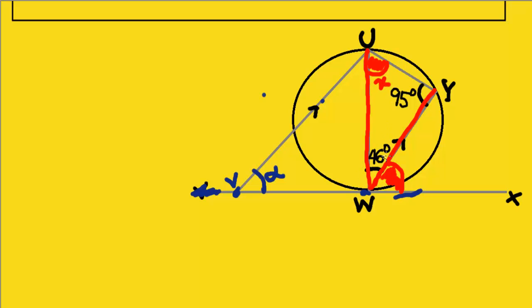Also notice that because YW and VU are parallel, this angle here must correspond with angle alpha. So basically, this is alpha and this X is alpha. So you might as well say this is alpha and this is X.